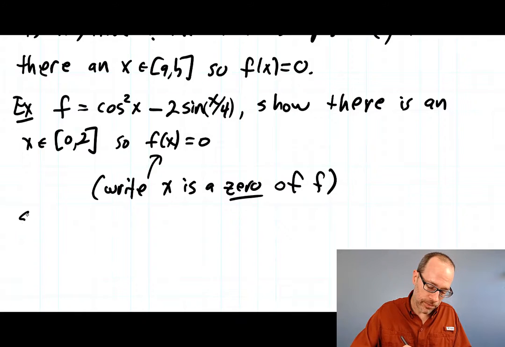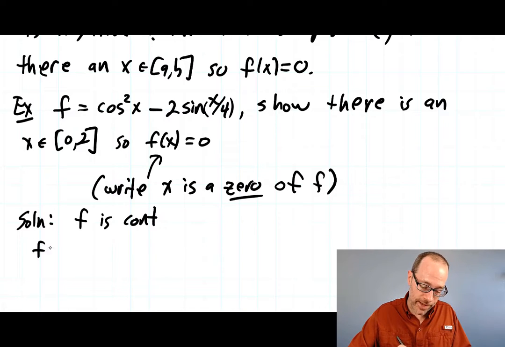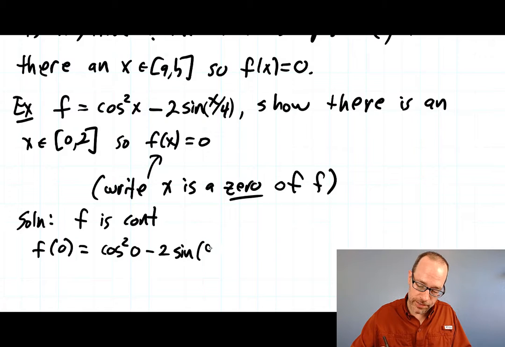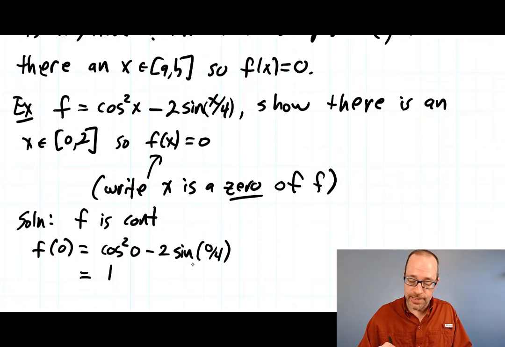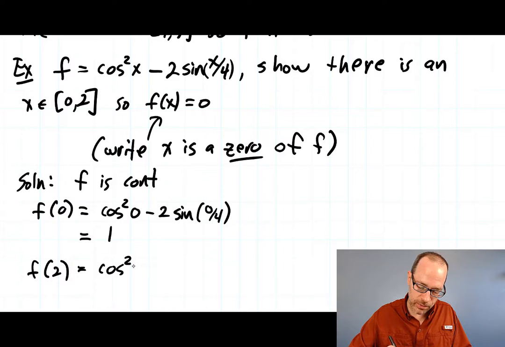So first of all, for the solution, you would say, well, f is continuous. And that's because it's made up out of continuous pieces. And then you would evaluate it at the endpoints. So f at 0 would be cosine squared of 0 minus 2 sine of 0 over 4. So cosine of 0 is 1, 1 squared is 1, and sine of 0 is 0, so the answer is 1. Then f of 2 will be cosine squared of 2 minus 2 sine of 2 over 4.